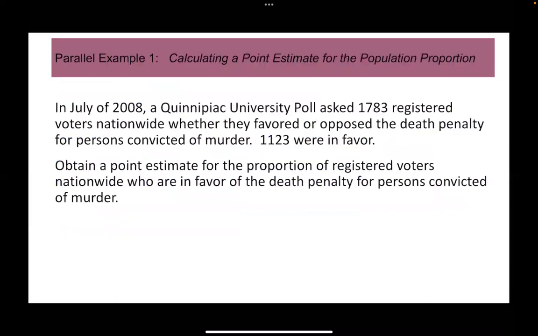All right. So we're going to once again calculate a point estimate, and I lost my calculator. Hold on a second here. Okay, found it. It was hiding. So July 28th, Quinnipiac University poll asked 1,783 registered voters whether they favored or opposed the death penalty for persons convicted of murder. 1,123 were in favor. So what our point estimate looks like is 1,123 had that certain characteristic, in favor of the death penalty, out of 1,783. So we're going to math that.